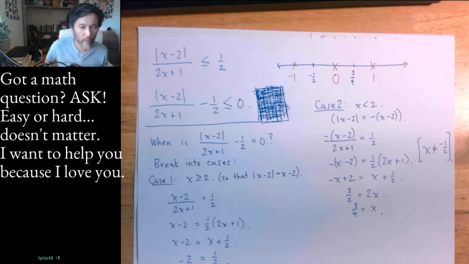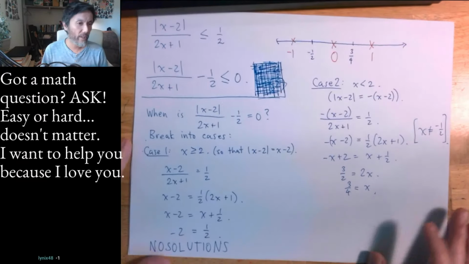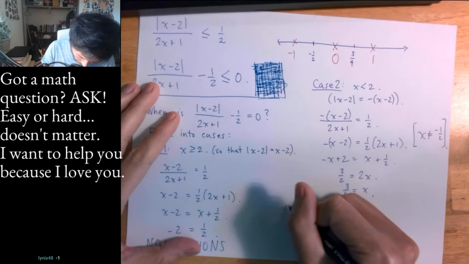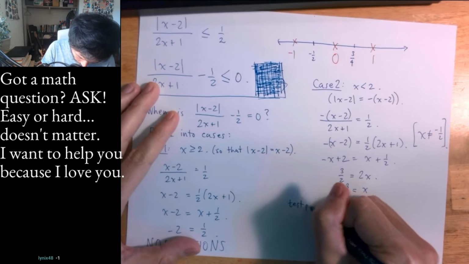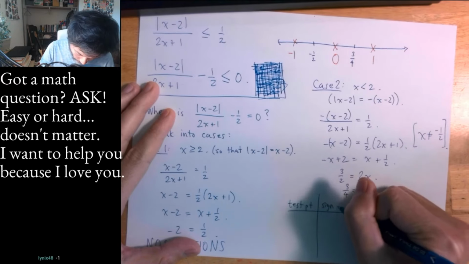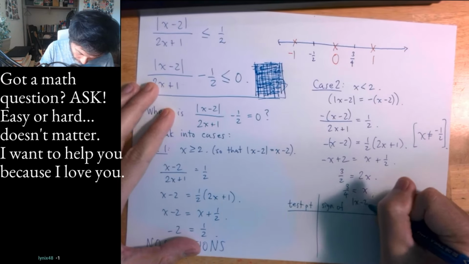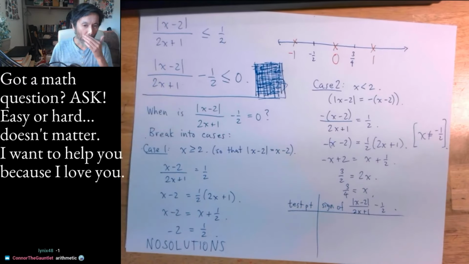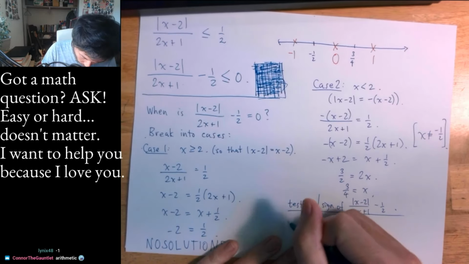Okay. So now we have to do arithmetic. Test point: sine of absolute value x minus 2 over 2x plus 1 minus 1/2. And this is the hardest part, arithmetic.